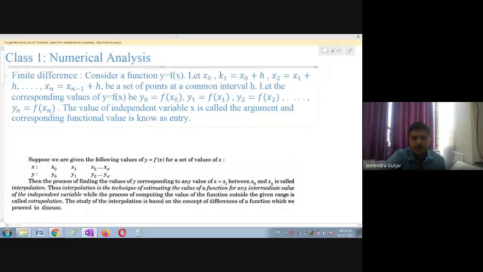So y is equal to f of x we have taken here. Let x0, x1, x2, and so on be the points at a common interval h. Let the corresponding values of y is equal to f of x be y0, y1, y2, and yn. So the independent variable x is called the argument, and the corresponding function value is known as the entry. Means x is known as argument and y is known as entry.